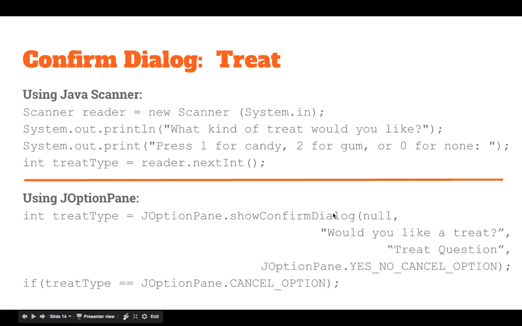JOptionPane, show confirm dialog, and my options are, so null, I pass that first. Then I say, would you like a treat? And I'm going to label this box treat question, is what I'm calling this question. And then for JOptionPane, I'm going to give the yes, no, cancel option. So those are all the choices, and notice these are all in capitals, so you have to do it in capitals, and you have to have the underscore there. And then I have to put an if statement in. So if the treat type is equal to JOptionPane.CANCEL_OPTION, then it's going to do one thing. That's how it is powerful, because you add the if statements in, and you check this variable if it's equal to either cancel option or yes option or no option.